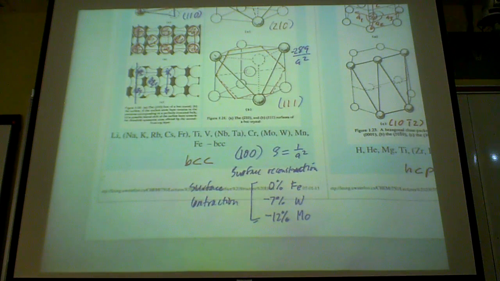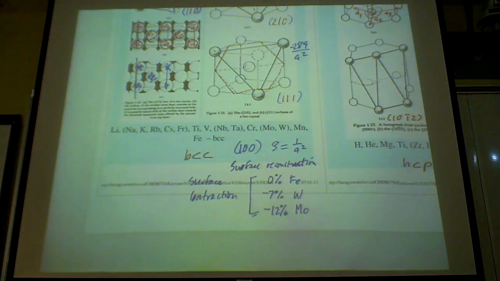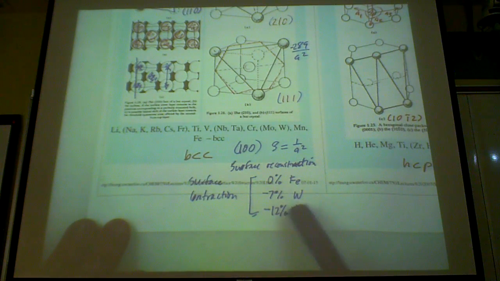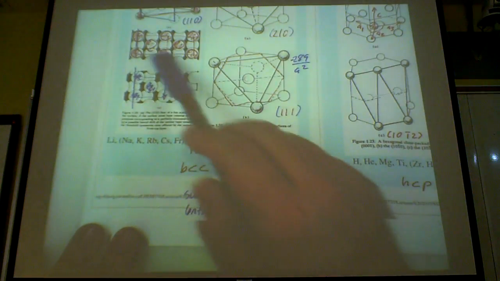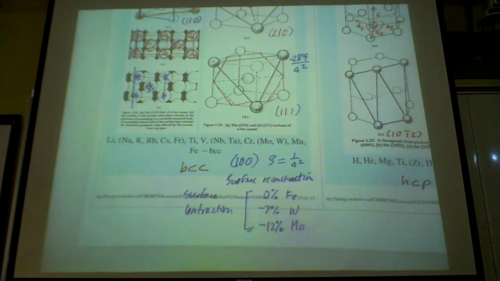And of course, the interlayer reconstruction is different depending on which plane you're talking about. So this is expansion and contraction in the Z direction. You also have lateral reconstruction that we talked about, where the atoms in the plane actually move around in that case.